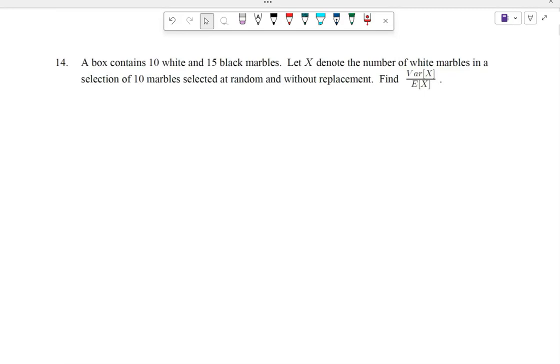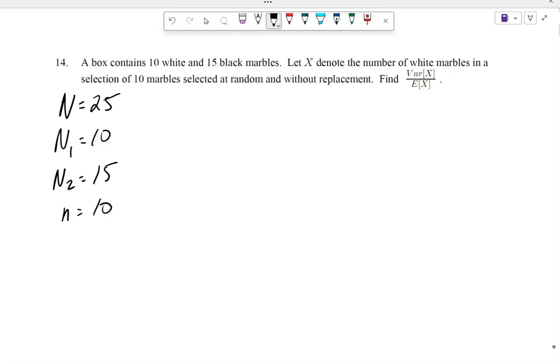All right, so let's identify our pieces and then plug it into our formulas for expected value and variance. Capital N is 25. Capital N1 is 10. Good, because N1 refers to the group that you want to count. So N2 is 15. Little n is 10.